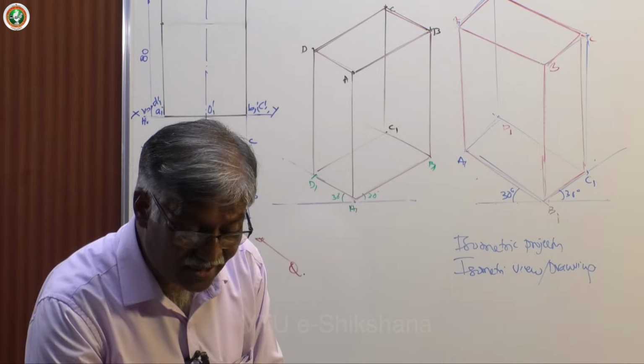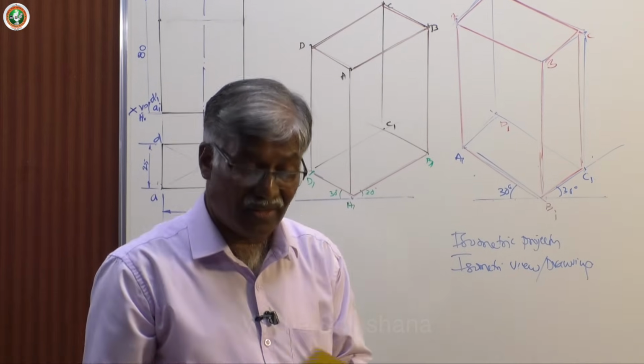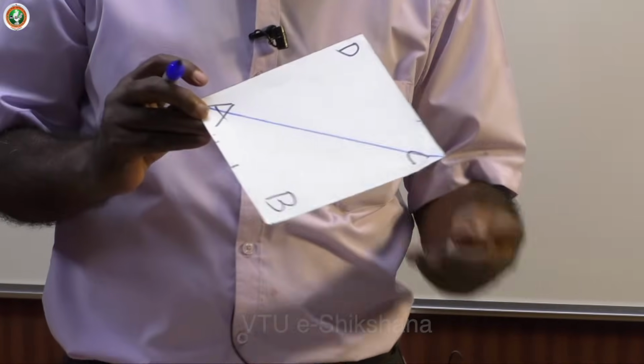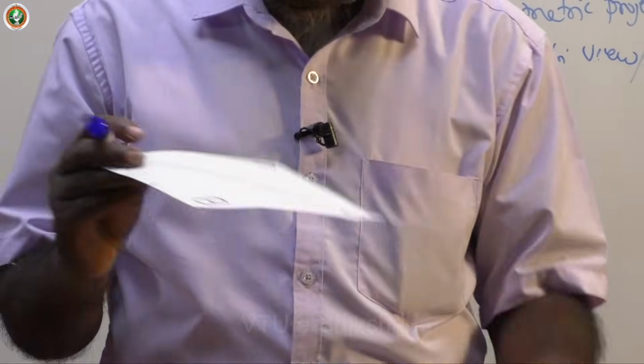Now I will take up this figure, this model, to explain the isometric scale. Now this is the top face of the cube.